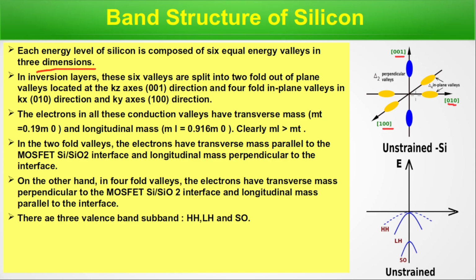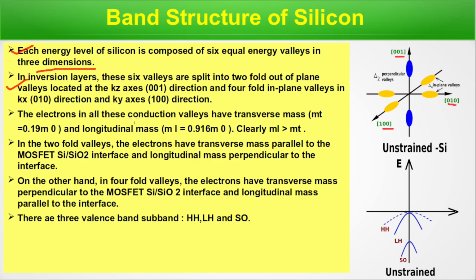Crystal has directions, and these perpendicular valleys and these in-plane valleys all have the same energy level. 6-fold degeneracy. Degenerate means multiple valleys energetically at the same level, although their directions are different. In inversion layers, these 6 valleys are split into 2-fold out-of-plane valleys located at the KZ axis, that is the 001 direction, and 4-fold in-plane valleys in the KX and KY axes, that is the 010 and 100 directions.